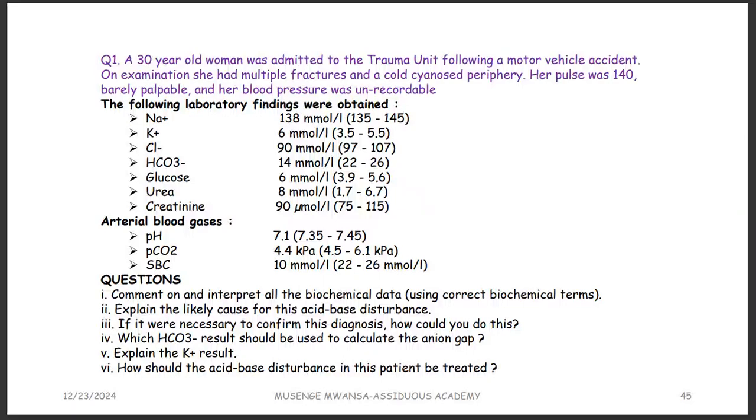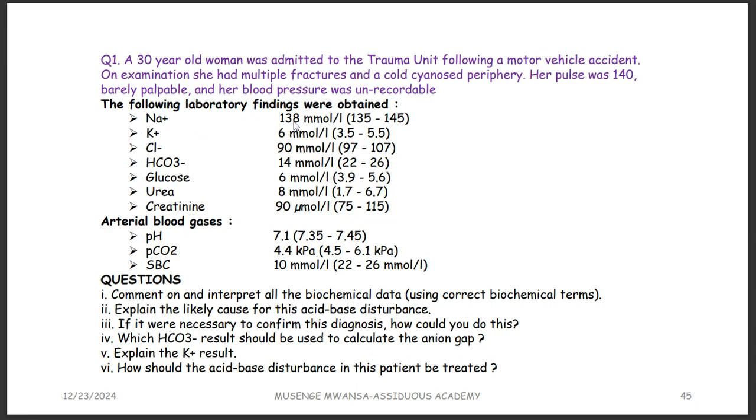On examination, she had multiple fractures and a cold, cyanosed periphery. Her pulse was 140, barely palpable, and her blood pressure was unrecordable. So just from the way it's announced, we can see this person has got some excess carbon dioxide in the body. The following laboratory findings were obtained.